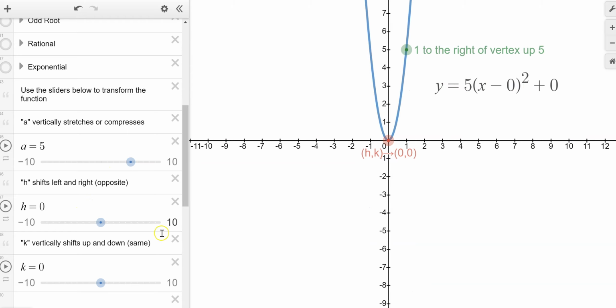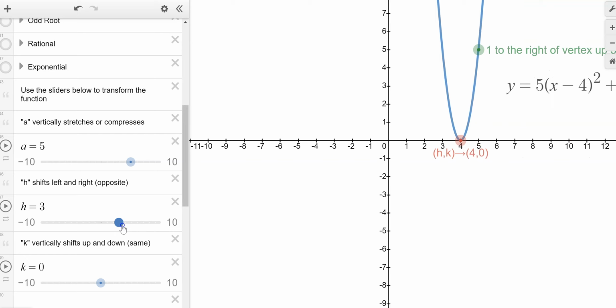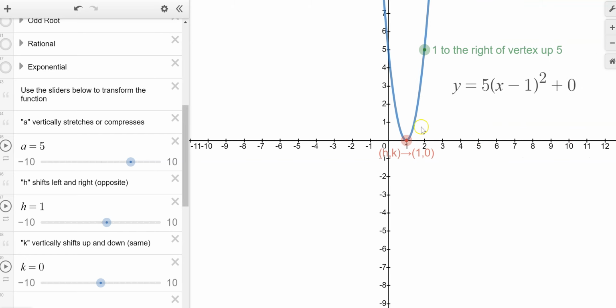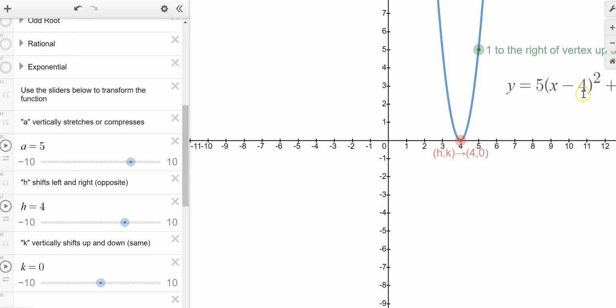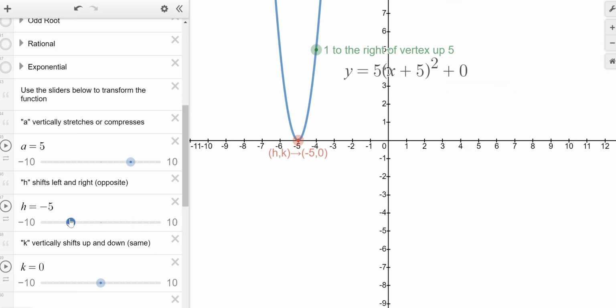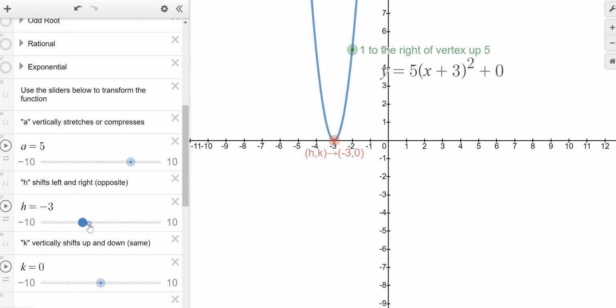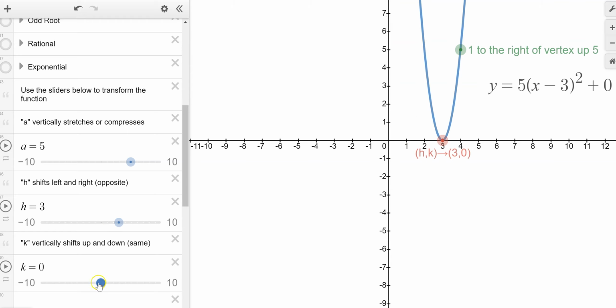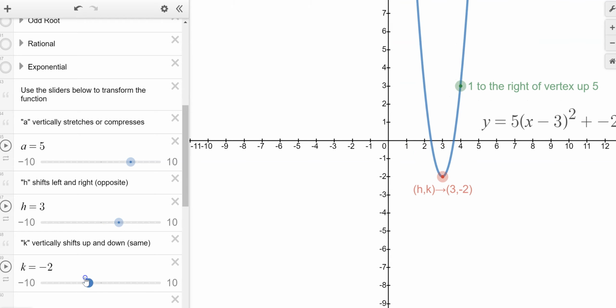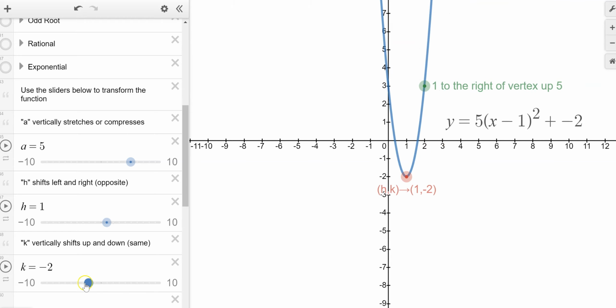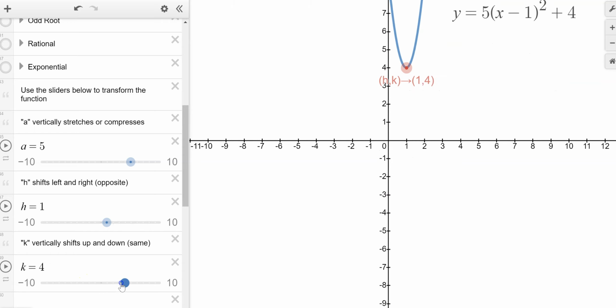We have our H. And if you remember, our H causes it to move left and right. And right now we have a minus 1. And you notice our graph has moved to the right one. So inside is always opposite. If we have a minus 4 inside, our graph is at positive 4. And if we have a plus 5, we move it to the left 5. So it's always opposite whatever that number is. And then our K moves it up and down, exactly what the number should be. So if we have a positive 4, that means our graph has moved up 4.